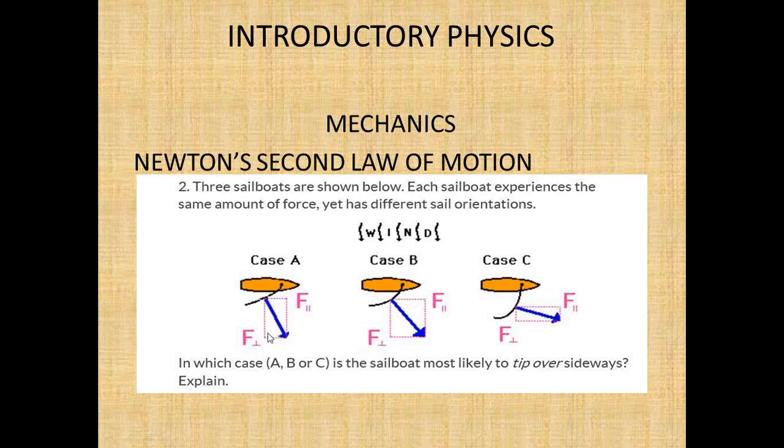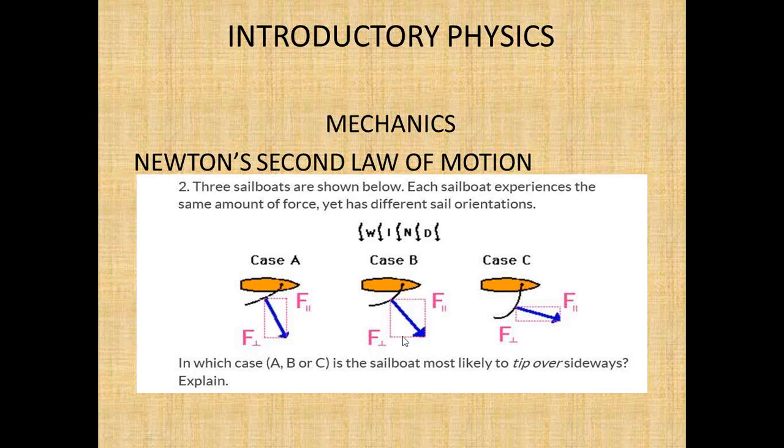The vertical component is fairly large, and the wind is coming this direction, so this boat could topple over. Let's look at the second one. The resultant force is there. You resolve it into its vertical and its horizontal component.